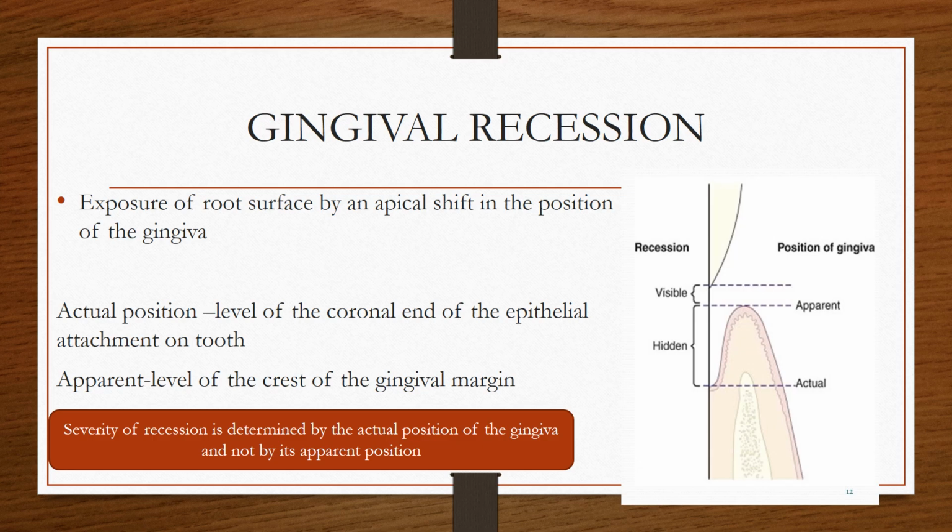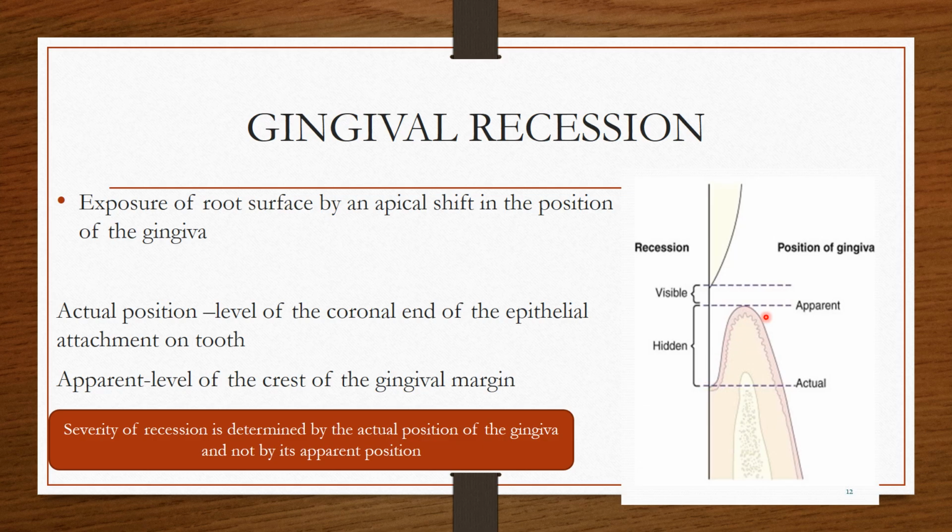So you already know that it is the exposure of root surface by an apical shift in the position of the gingiva. While seeing this picture, you can know that there are different types of recession. Under recession, there can be apparent, there can be actual, and there is hidden type, there is visible type. So what is visible type? As the name indicates, what you are seeing, the amount of recessed area. And the hidden is that which is coming under the gingival margin, so that will be the gingival margin to the base of the pocket.